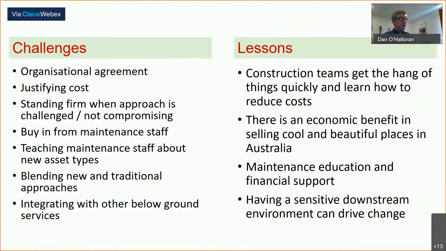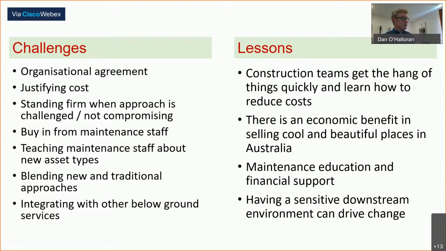So some of the challenges: getting everyone together to agree on these things is a long process and requires a written document. We need to justify the cost, which has been absorbed in the house pricing. We need to stand firm when an approach is challenged. So there's always going to be compromises, but there are certain things that you don't want to compromise on. We should stand collectively behind those key things, and they will be written in our master plan.